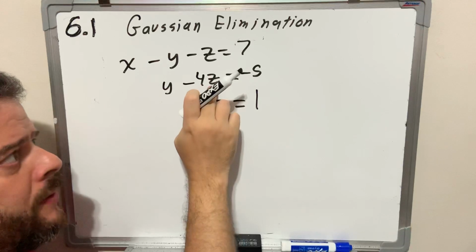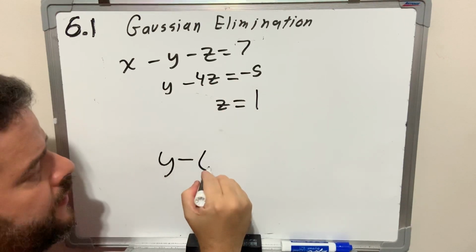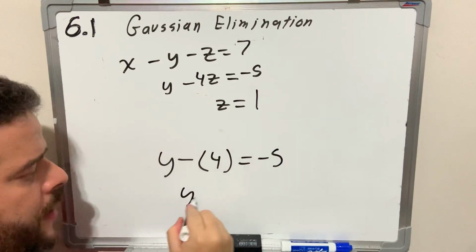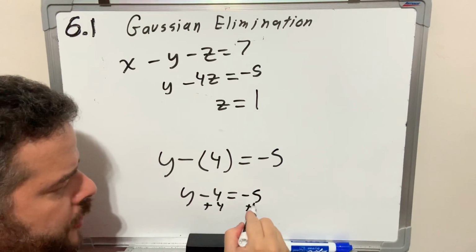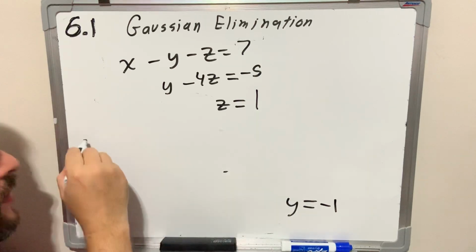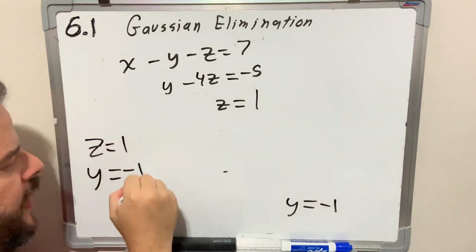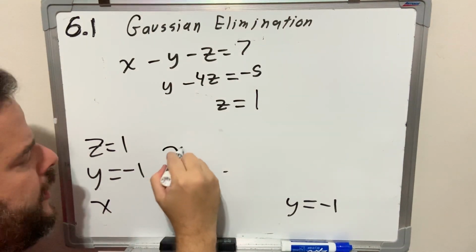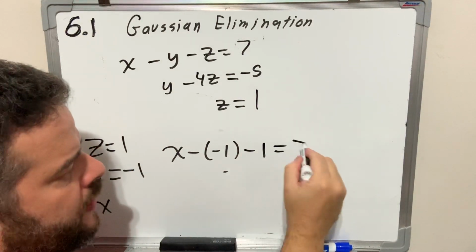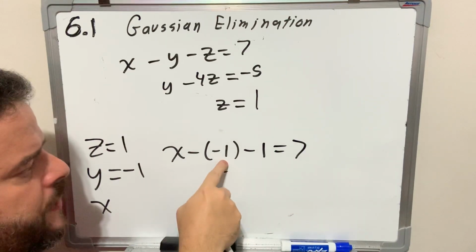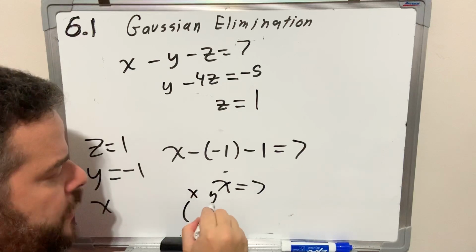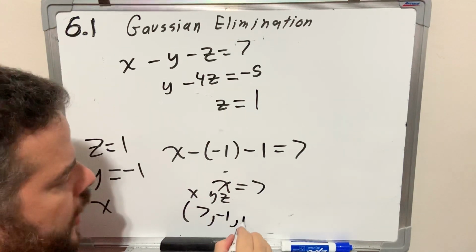So now that I have these values, all I got to do is work backwards and plug them in. If my z is 1, that means that my y minus 4 equals -5. Y minus 4 equals -5, plus 4, plus 4. I'm left at y equals -1. So I know that my z is 1, my y is -1, and my x, when you plug them in, x minus -1, because y is -1, minus 1, because that's z, is equal to 7. I combine all my like terms, this becomes positive and cancels this out, x equals 7. And if you're going to write it down, it's x, y, z, so it's 7, -1, and 1.